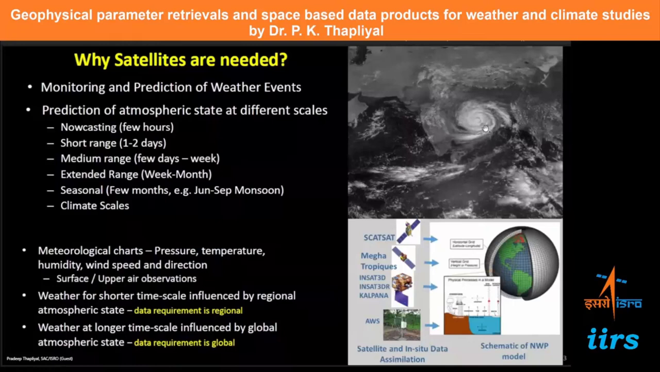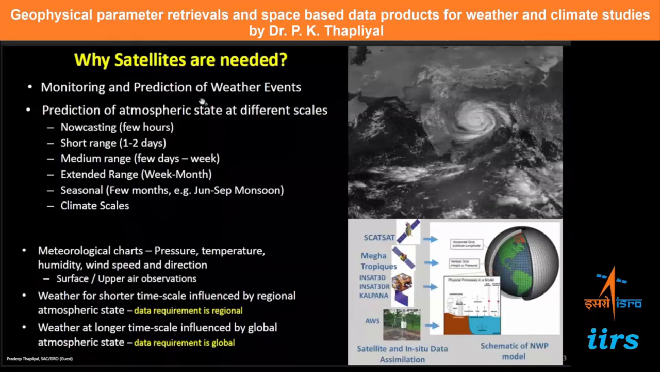So with the advent of satellite, we now know very well in advance, in 4 days, 5 days, or even 1 week in advance, that there is a cyclone formation taking place over ocean, and which direction it is traveling, and which region of the land we need to give the warning, so that people can avoid disaster. And that is the monitoring. And then the other thing is the prediction of weather events. Now the second thing is prediction.